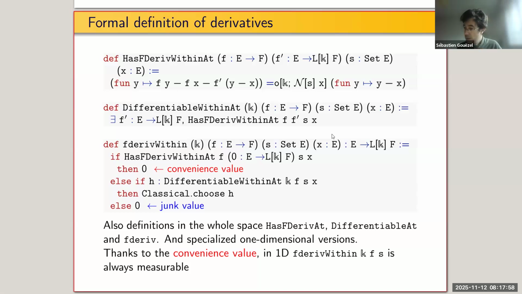One answer is that you can take advantage of the type system to make sure that you will never raise an exception, because you will always pass to your function well-formed data where you won't need to raise the exception. That would be exactly a function fderivWithin, but without junk values, which would take an argument that the function is differentiable at the point you're looking at. That can definitely be made, except that it's not really convenient, because, as I said, when we're using this function, it's a pain to always feed in the proofs of differentiability.